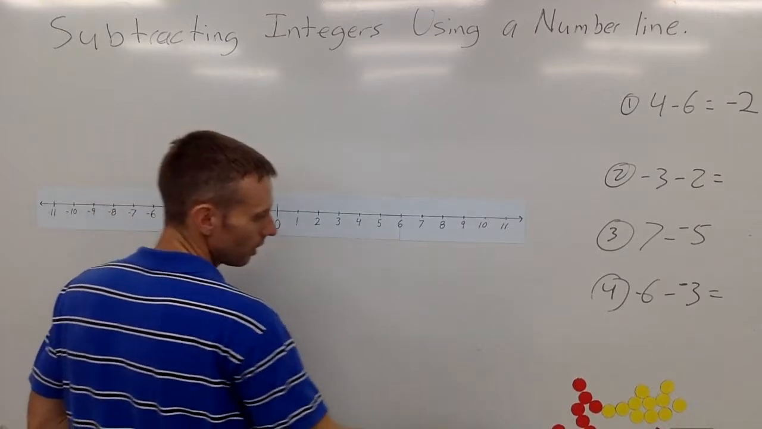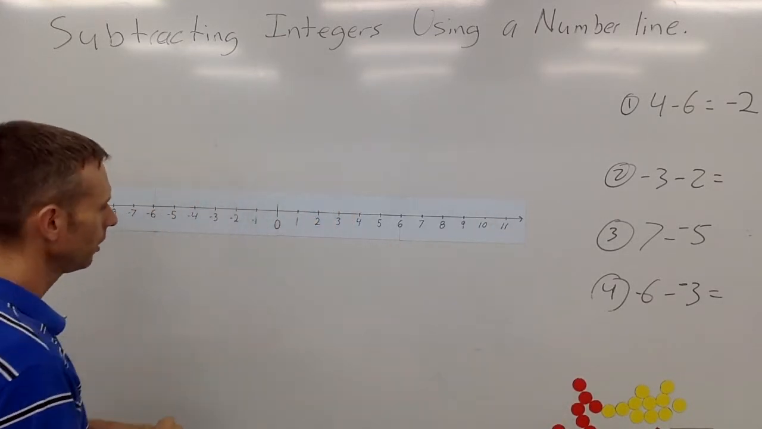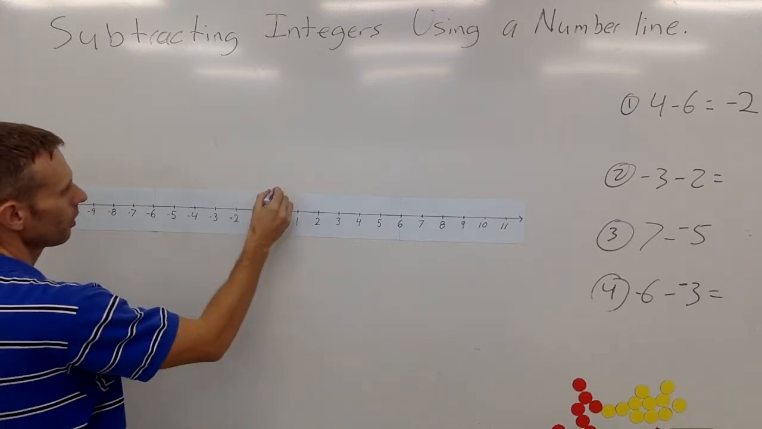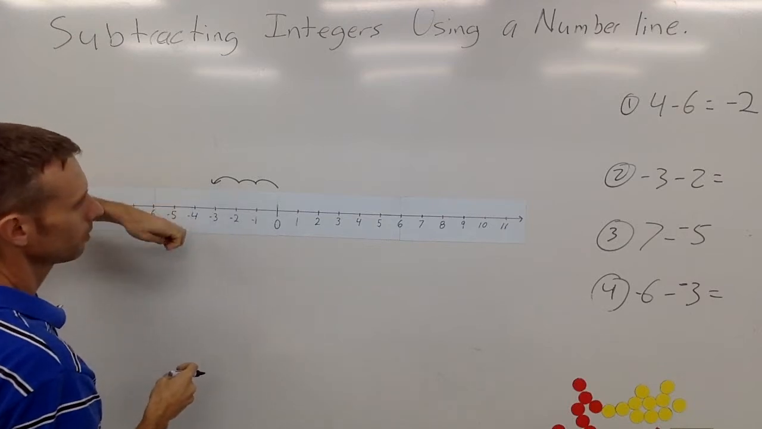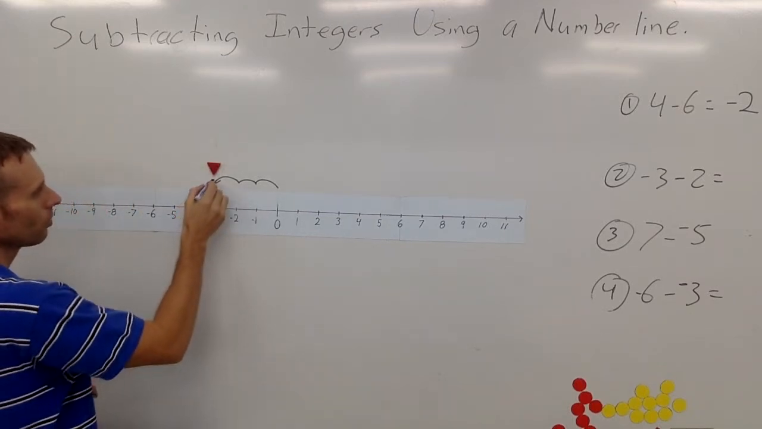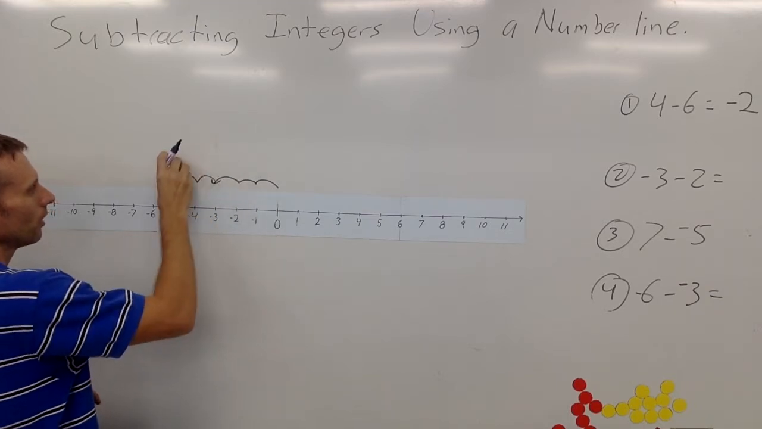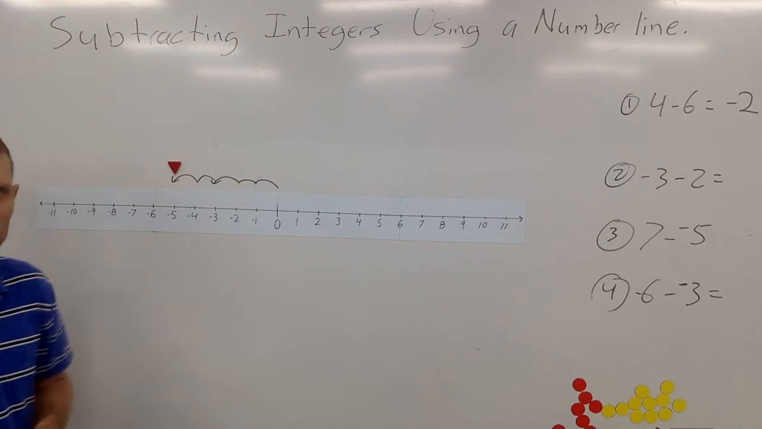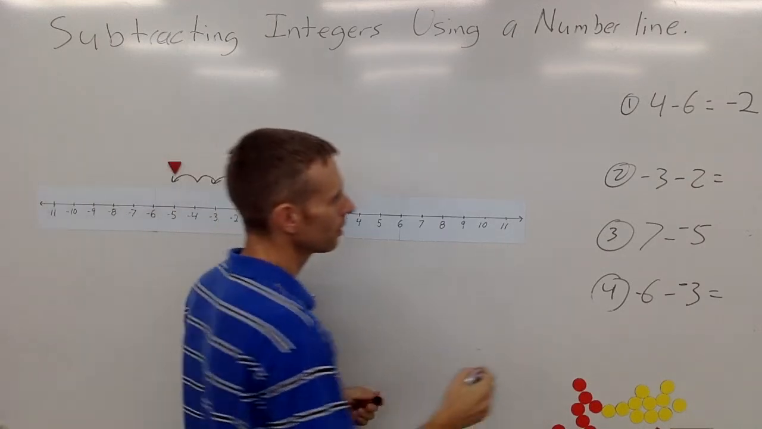Okay, let's try negative 3 minus 2. So we'll start here and go 1, 2, negative 3. We're right here now. Then we're going to subtract 2, so we're going to keep going 1, 2, right? Subtraction is to the left. Okay, so negative 3 minus 2 is negative 5.